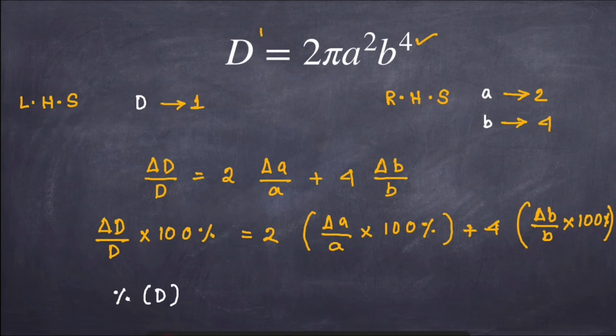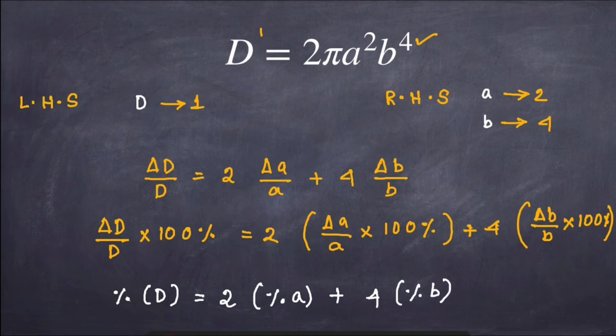So the percentage error in d will be equal to 2 times of, now what is this? This is the percentage error in a, right? So that means this will be equal to 2 times percentage error in a plus 4 times of, now what is this? This is the percentage error in b. So by the theory of errors, I can write that percentage error in d is equal to twice the percentage error in a plus 4 times the percentage error in b.